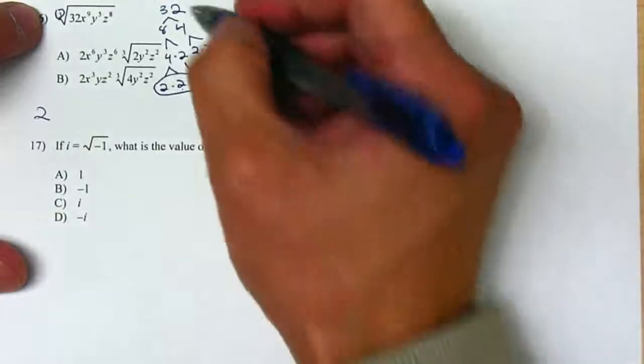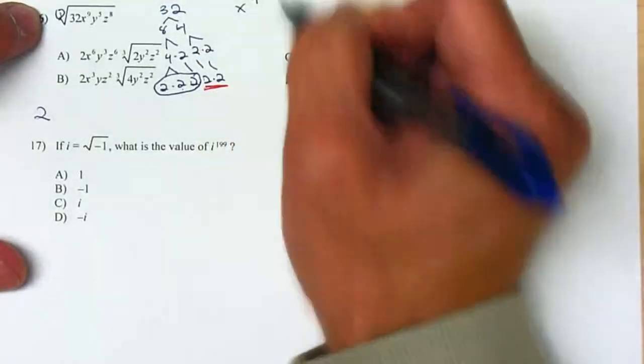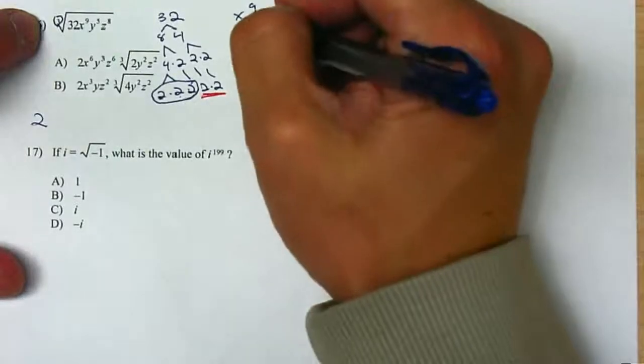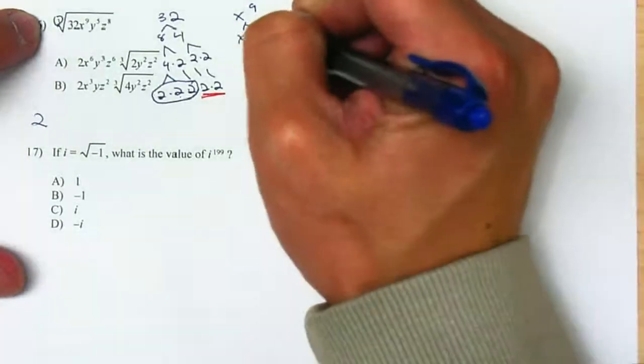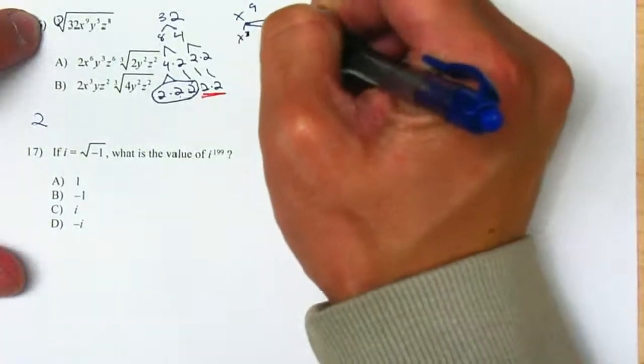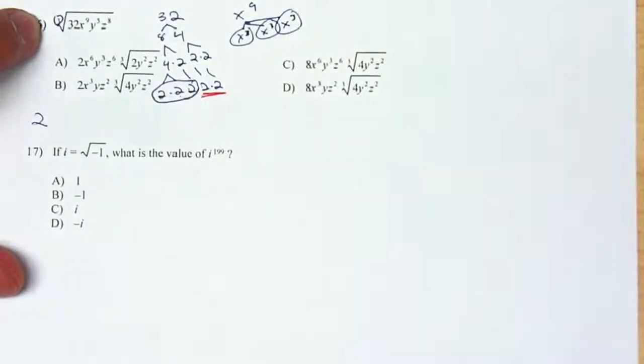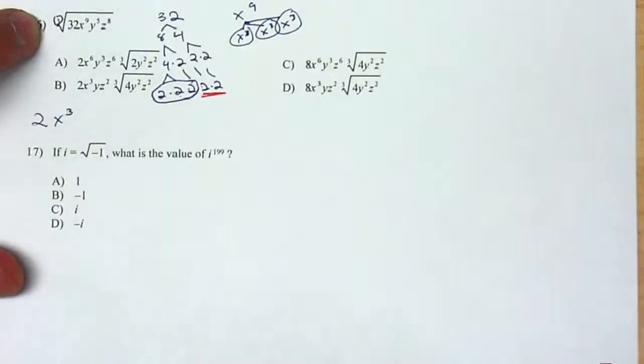So now let's move on to the x's. X to the 9. Oops. How many groups of 3 can I create? Well, this is x to the third, and also x to the third. So each of these is a group of 3, which we can take the third root of. And so I'm going to have 3 of those x's on the outside. None left on the inside since they all have a group of 3.